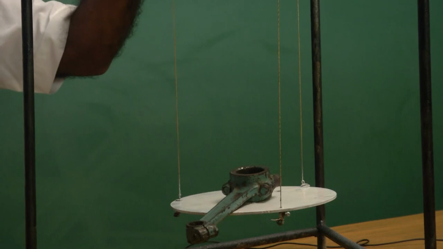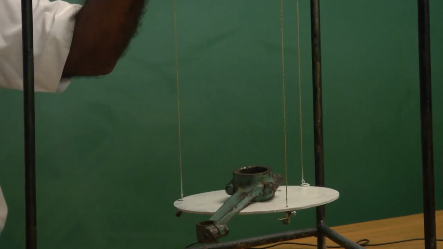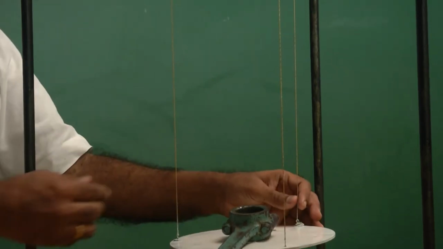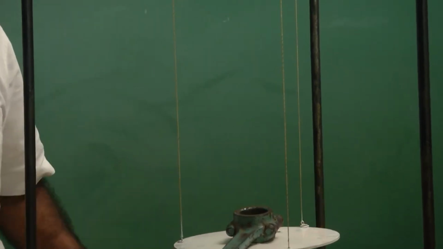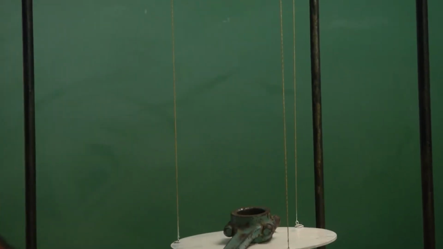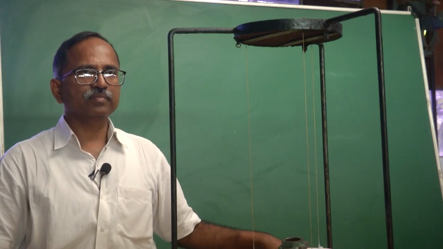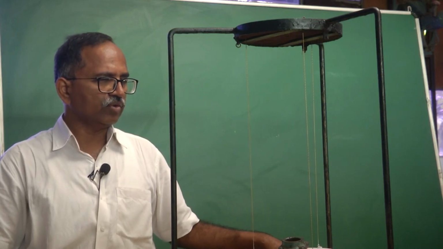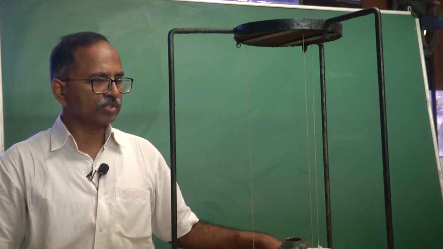So, the most important thing in this case is that the string does not extend and the plate swings about the vertical axis. Okay. So, based on this measured data, you can find out the value of this mass moment of inertia based on the measured values.